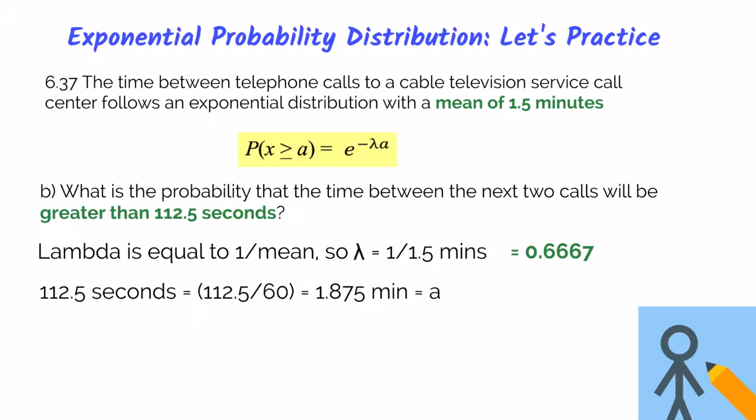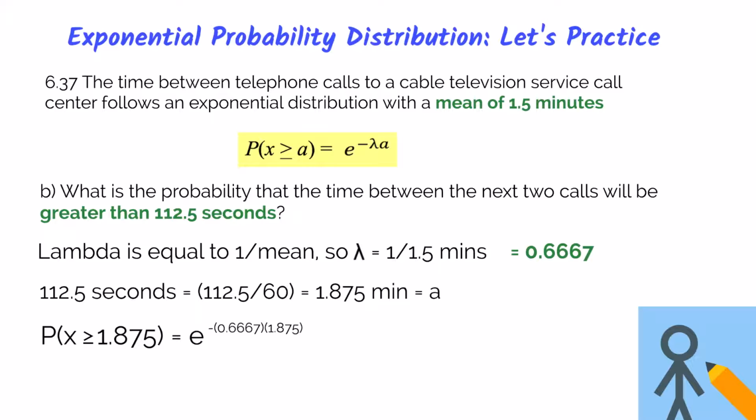Like before, the problem is looking for seconds, but our mean was given in minutes. We know that there are 60 seconds in a minute, so we take 112.5 seconds and divide by 60, and we get 1.875 minutes for our A, or our event of interest. We will now plug in our values in the formula to find the probability of x being greater than or equal to 1.875, or 112.5 seconds.